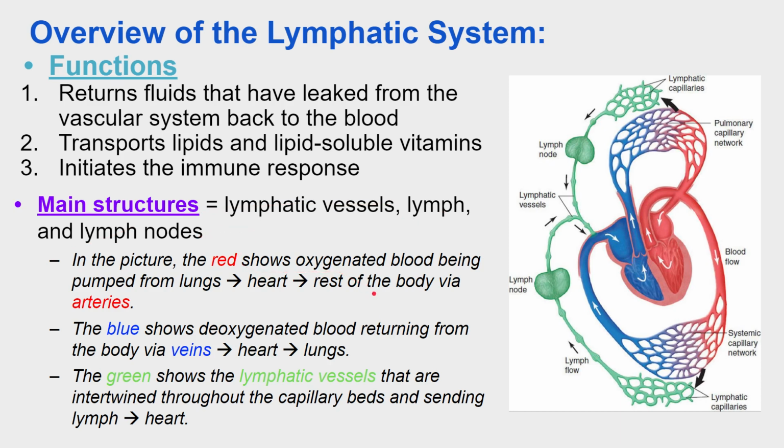If we take a look at this picture, we're looking at the red side, and that's oxygenated blood leaving the heart and going out to the body, or entering the heart from the lungs. That's all of our red blood here. The blue side is showing blood that is being returned to the heart from the body after the oxygen's been dropped off at the cells.